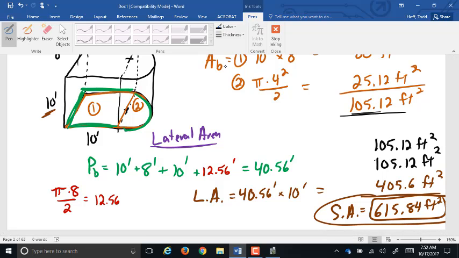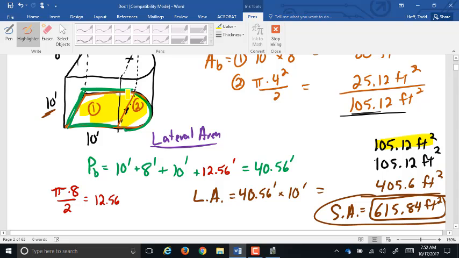That's actually figured in. Yep. Because this here is the area of the bottom, right? This is the area of the top. This here takes in that whole part that wraps around. The lateral area is all that at once.